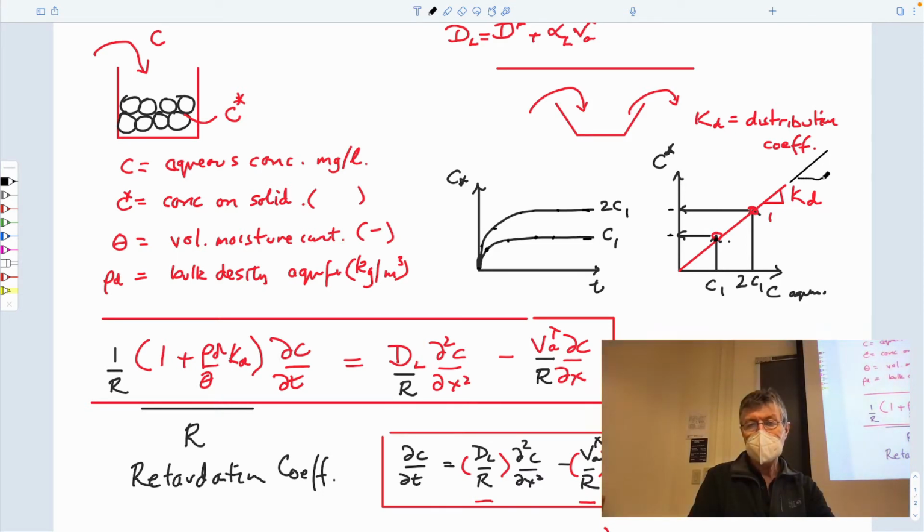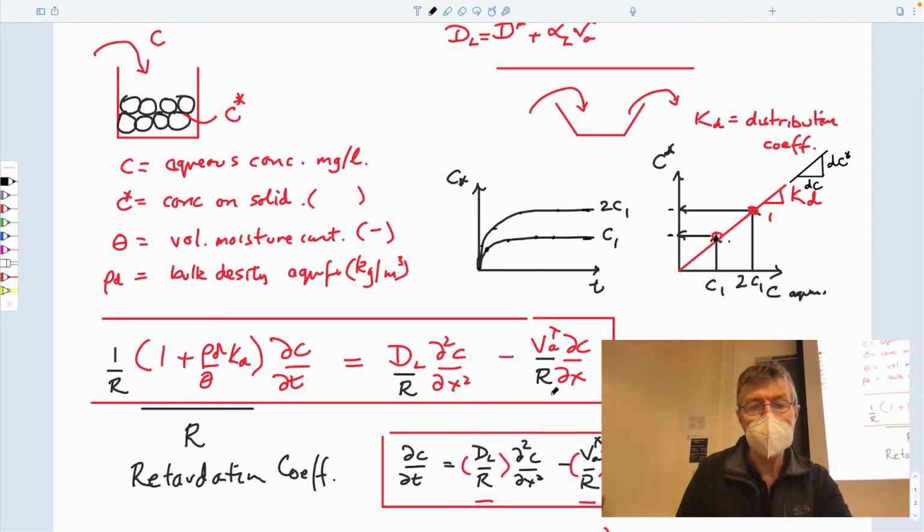this would be change in the concentration on the solid, and this would be change in the concentration on the liquid, right? It's just these axes. And so the gradient of Kd is just equal to 1 times Kd by definition.